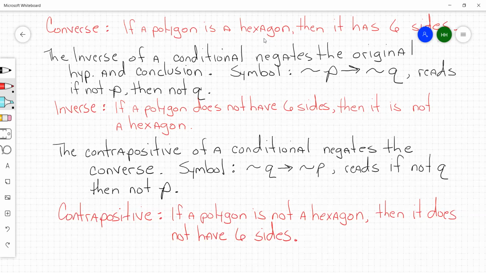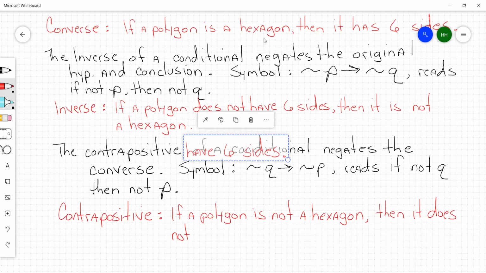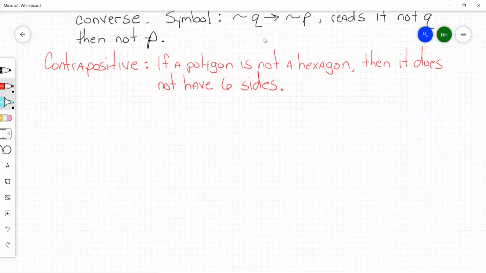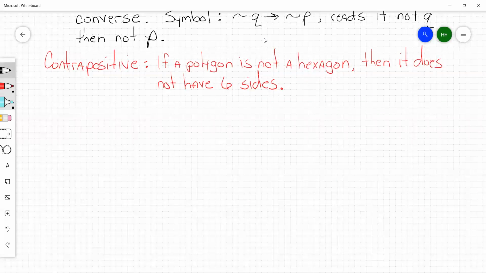Okay, a lot of writing, not much math, but unfortunately or fortunately, it's just part of the class. We have to cover conditional statements. You have to understand what a conditional is, what its converse is, what the inverse is, and what a contrapositive is. Now, here's a little chart that will help you remember or memorize these conditional statements.